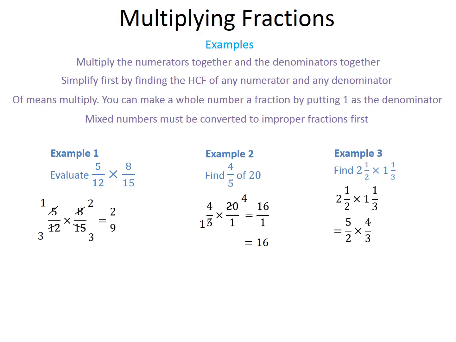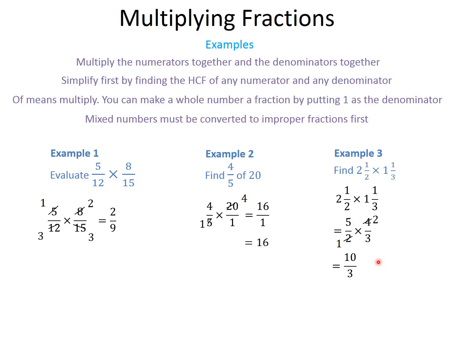And now I can do any simplifying as normal. And so nothing goes into 5 and 3 or 4 and 3 or 5 and 2, but something does go into 2 and 4. And so I can cross out the 2. 2 goes into 2 once and it goes into 4 twice. Now I can do my multiplication. 5 times 2 is 10. 1 times 3 is 3.